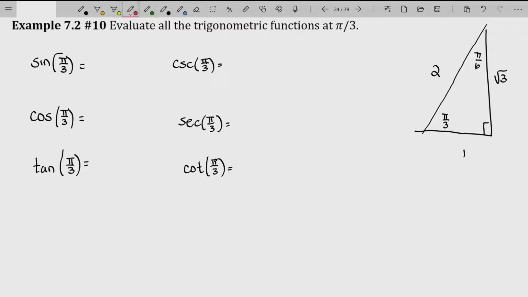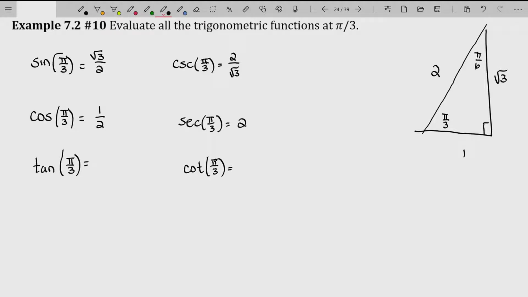Sine will be opposite of pi over 3 over the hypotenuse. So that'll be root 3 over 2. Let me write that in. Square root of 3 over 2. And of course, cosecant is its reciprocal, so that's 2 over root 3. That should look familiar. Let's see, cosine of pi over 3. Well, cosine is adjacent over hypotenuse, so that's 1/2. So I'll write that in there, 1/2. And of course the secant is its reciprocal, which would be 2.